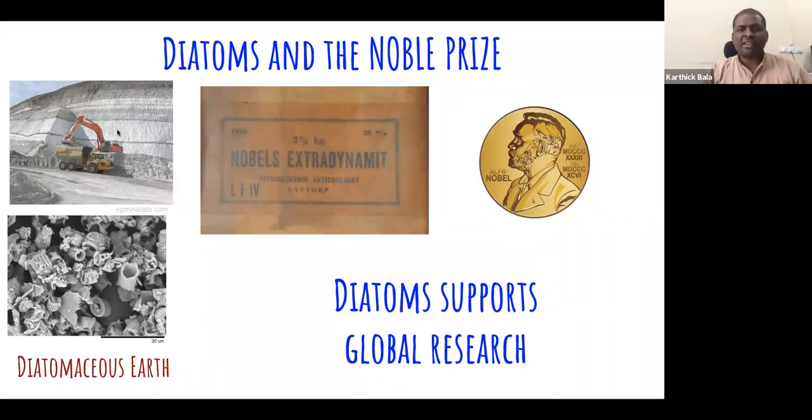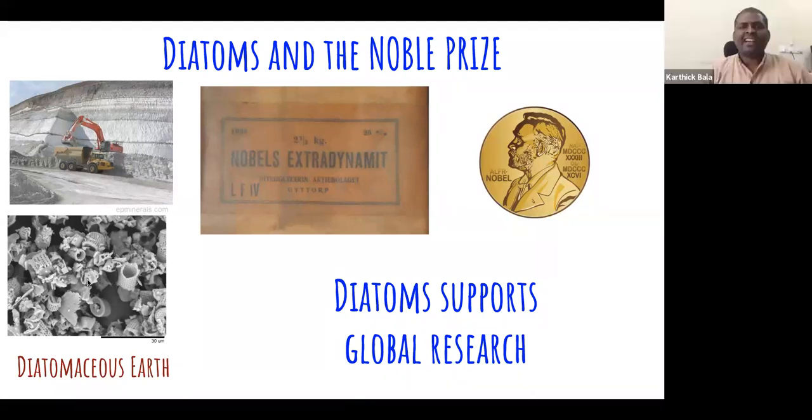This diatomaceous earth was used by Alfred Nobel to make dynamite, which is an explosive for breaking rocks and for construction purposes. They sold it in large quantities, earned a lot of money, and invested all this money in making the Nobel Foundation, which gives prizes to scientists. Now I'm putting it together. So it's basically diatoms that make that diatomaceous earth.